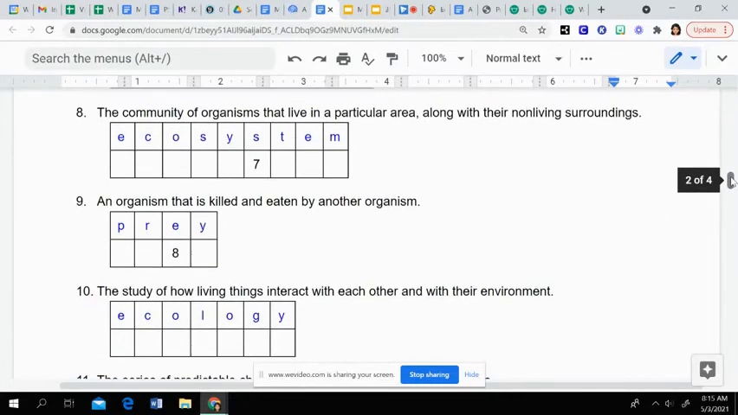8, the community of organisms that live in a particular area along with their non-living surroundings. This involves all the living species, organisms, animals, and then all the non-living or those abiotic factors. This is considered the ecosystem. 9, an organism that is killed and eaten by another organism is considered the prey. The study of how living things interact with each other and with their environment is called ecology.